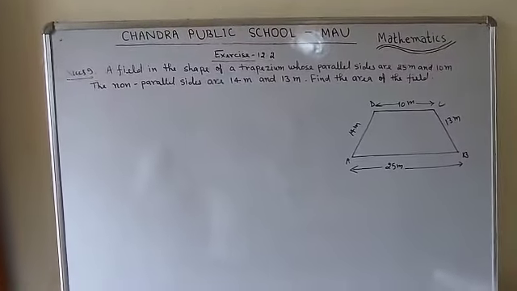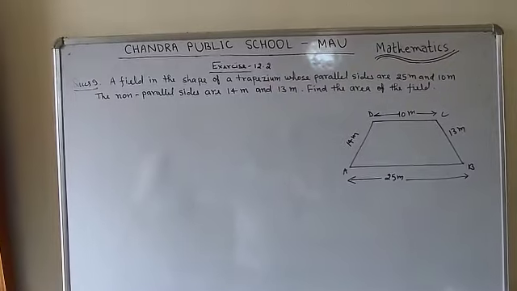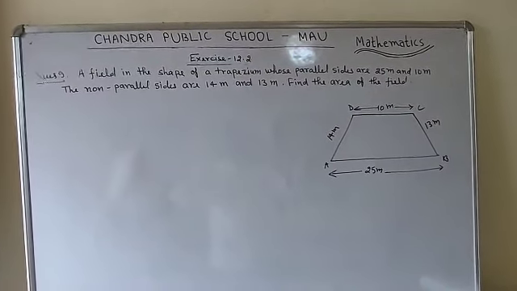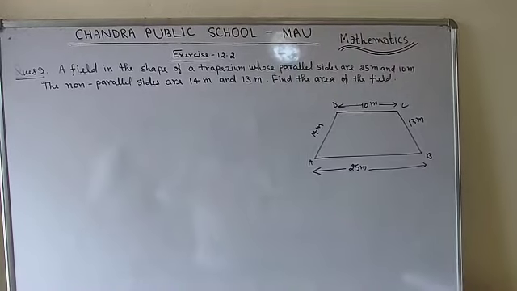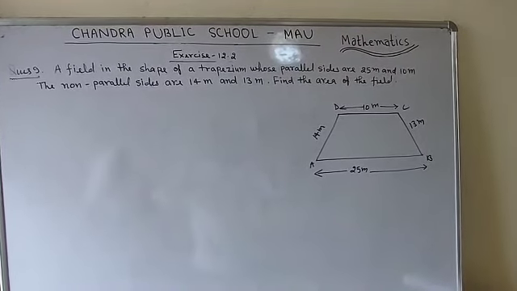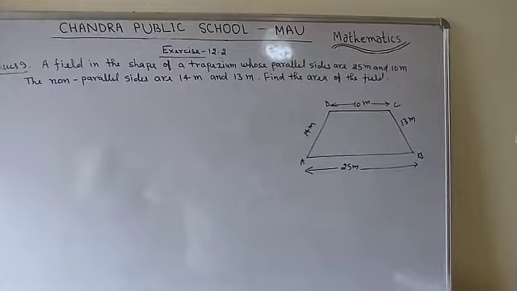So now students, here is the last question, question number 9 of exercise 12.2. A field is in the shape of a trapezium whose parallel sides are 25 meter and 10 meter and the non-parallel sides are 14 meter and 13 meter. Find the area of the field.